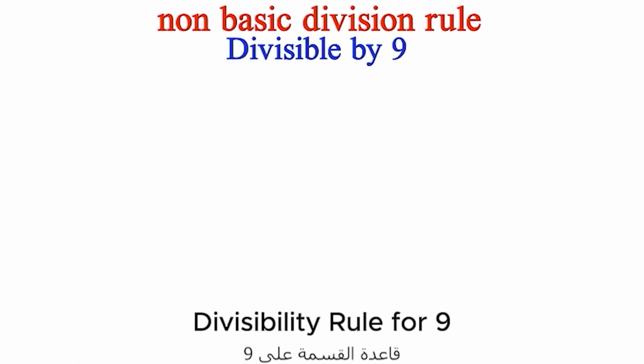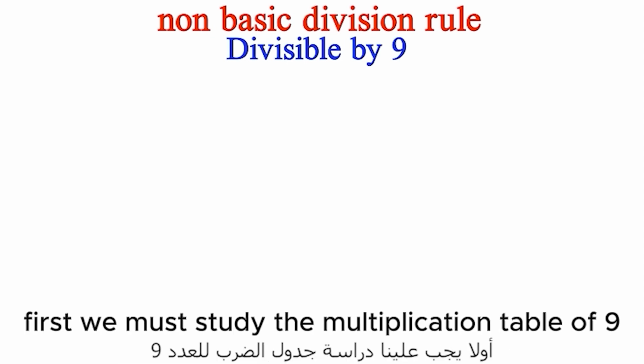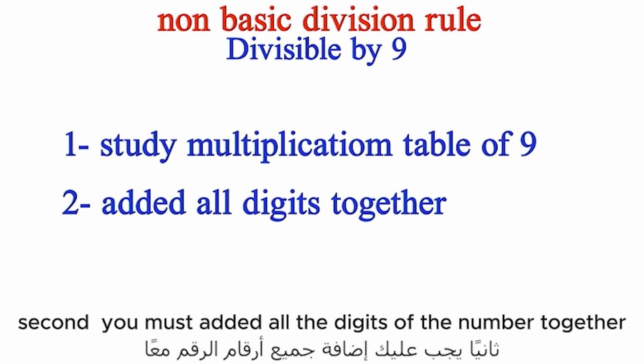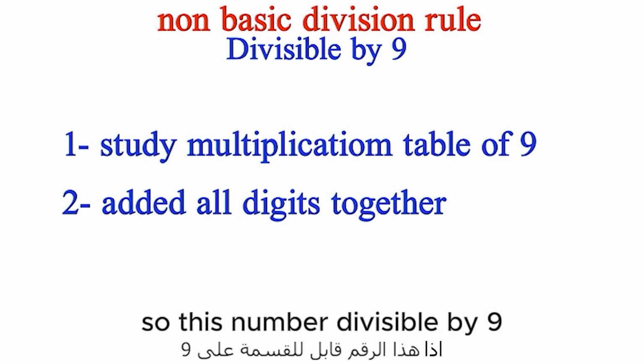Divisibility rule for 9. To find out if a natural number is divisible by 9, first we must study the multiplication table of 9. Second, you must add all the digits of the number together. If you find the summation in the multiplication table of 9, then this number is divisible by 9.